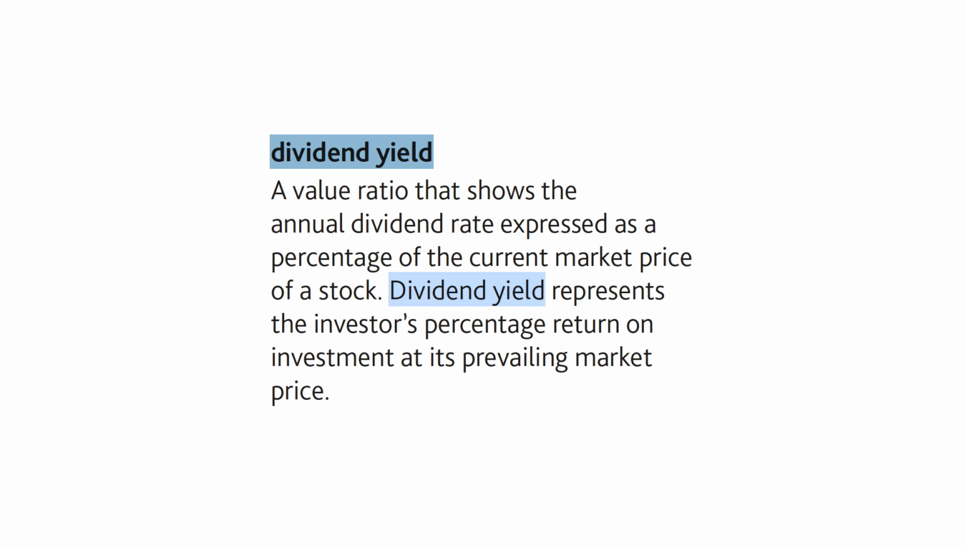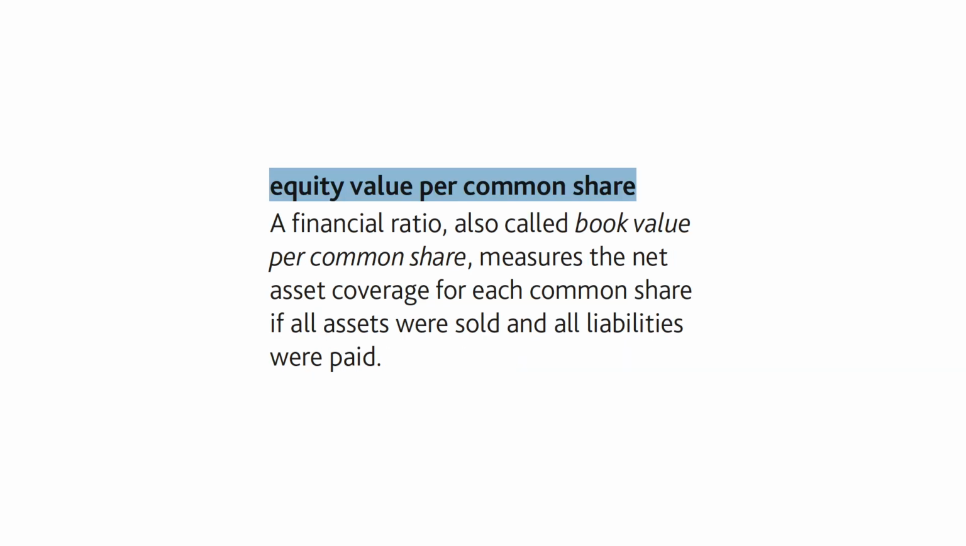Dividend yield. A value ratio that shows the annual dividend rate expressed as a percentage of the current market price of a stock. Dividend yield represents the investor's percentage return on investment at its prevailing market price. Equity value per common share. A financial ratio, also called book value per common share, measures the net asset coverage for each common share if all assets were sold and all liabilities were paid.